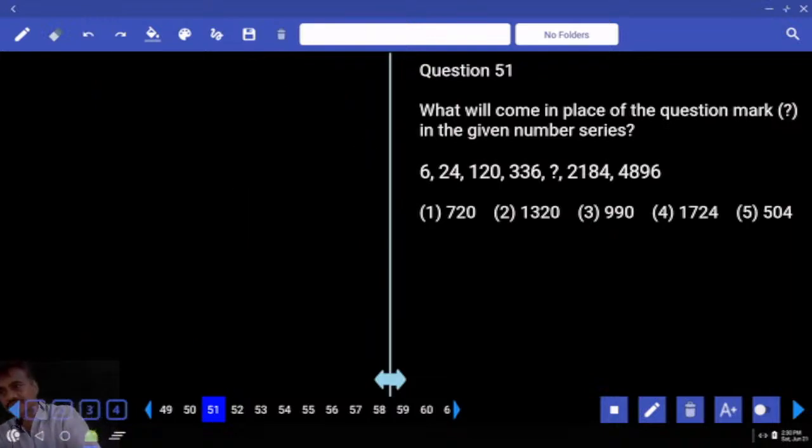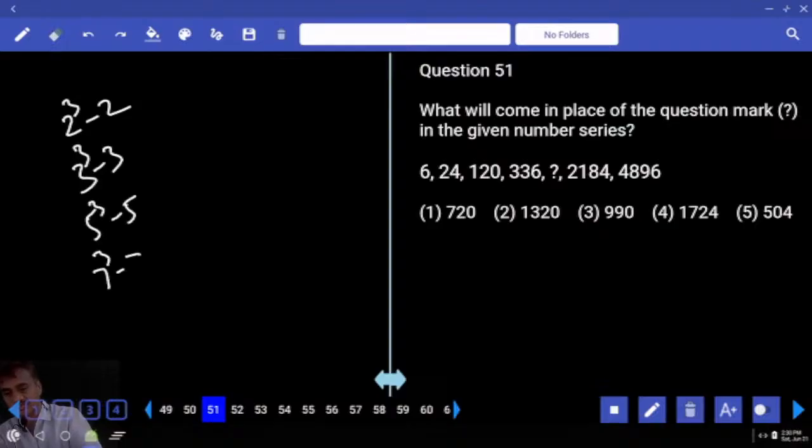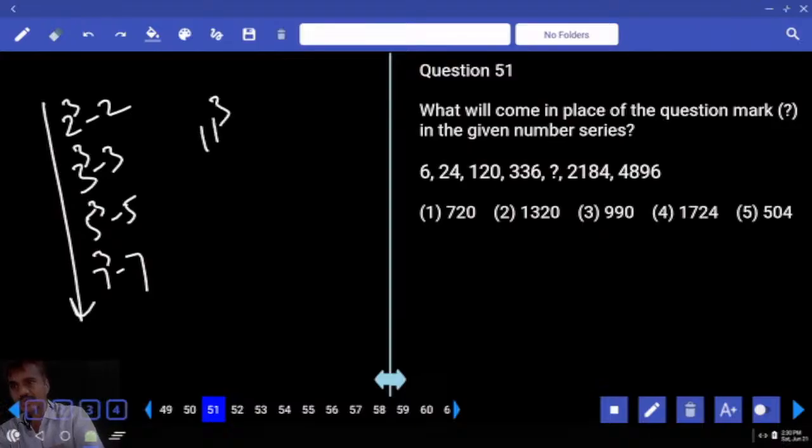6 can be written as 2 cube minus 2. 24 can be written as 3 cube minus 3. And 120, 5 cube minus 5. 336, 7 cube minus 7. 2357 are prime numbers. 11 cube minus 11, how much? 1331 minus 11 is 1320, the choice. Why does it come, tell me?